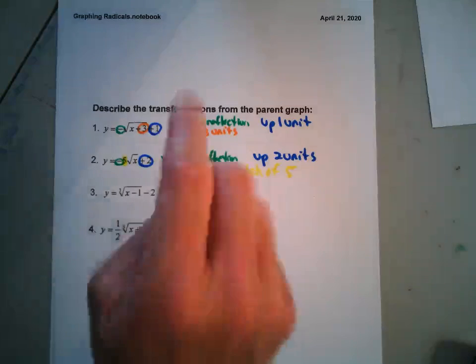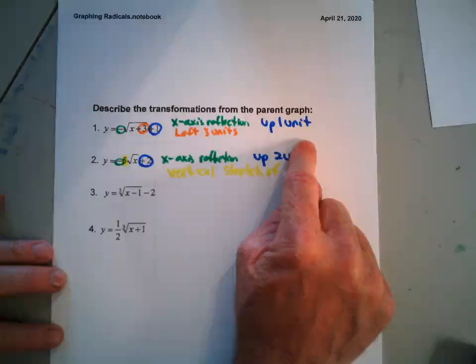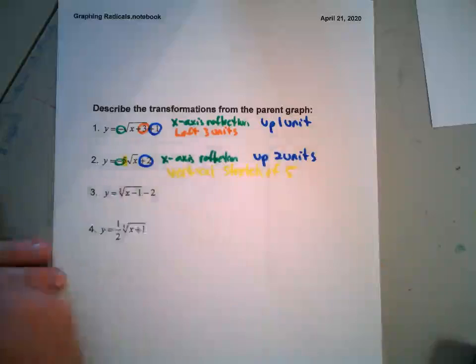Okay, sorry about that. So here are the transformations that came from all the values that were in the problems.